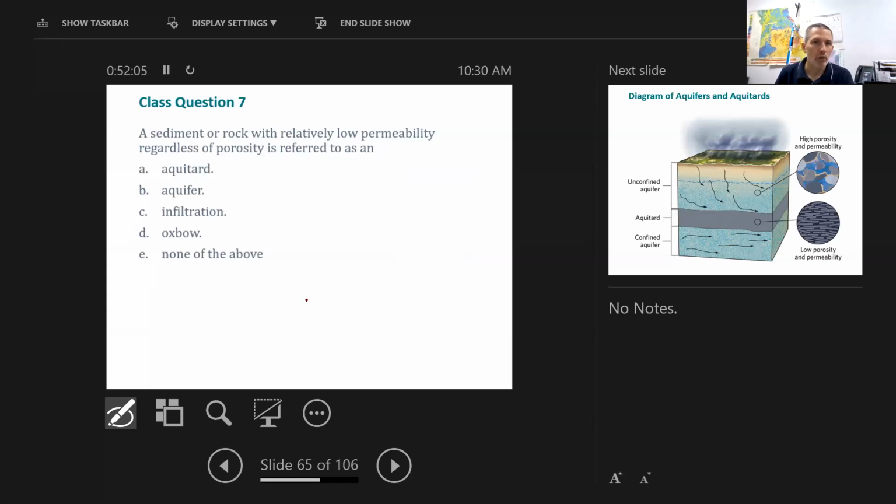So with a sediment with low permeability, water can't get through very easily. So in other words, water would be retarded or moved slower. And so this is known as the aquitard.